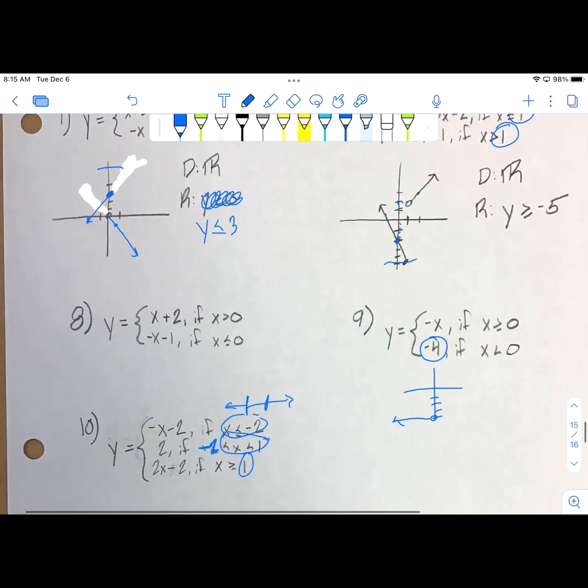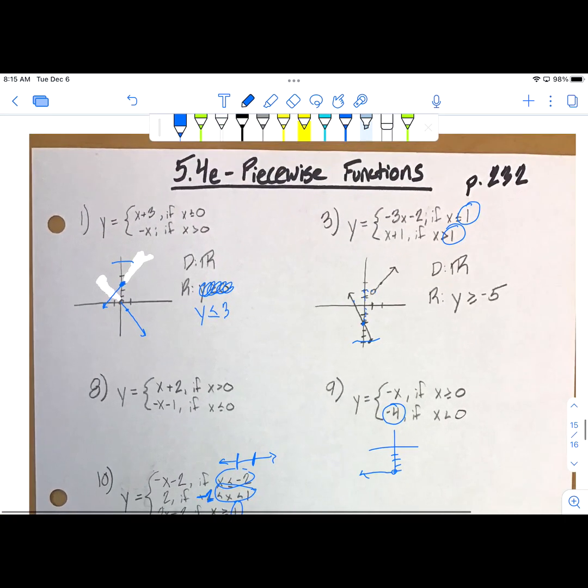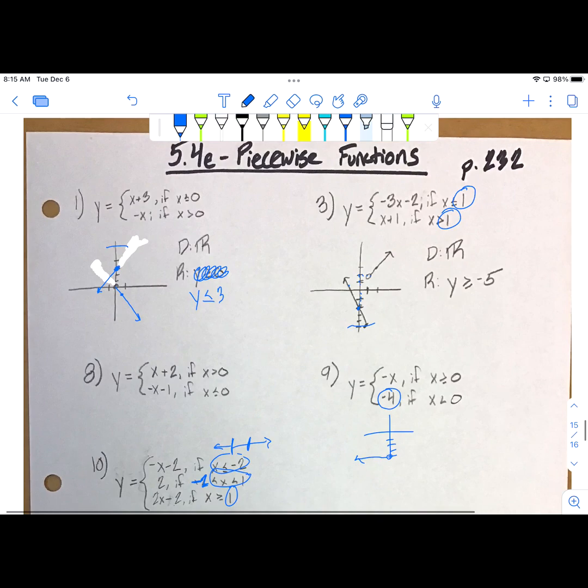I know with those last few, not seeing the graphs can make it a little bit more difficult to understand. But are there any questions on those 5? Okay.